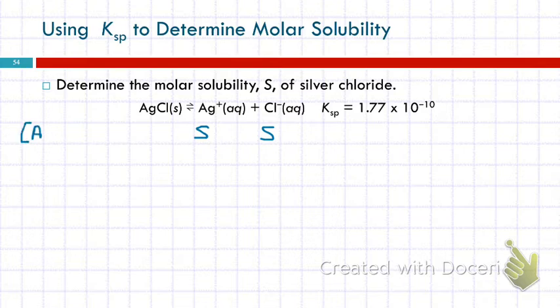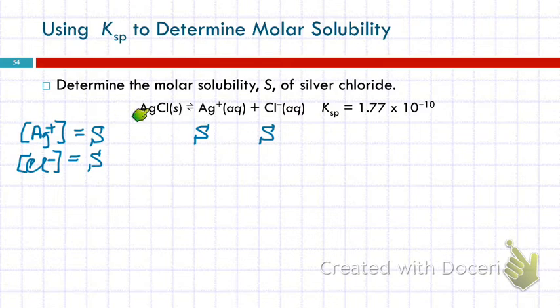So the concentration of silver ion is equal to S. Let's make those look like S's instead of 5s. And the concentration of the chloride ion is equal to S. We're taking pure water, and we're putting silver chloride in it. There were no chloride ions, there were no silver ions present to start with. They all came from this, and they came in pairs, and so their concentrations have to be equal to each other.